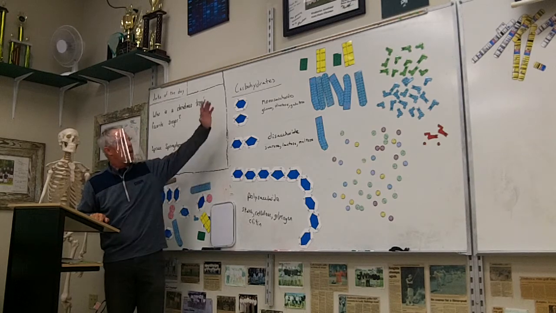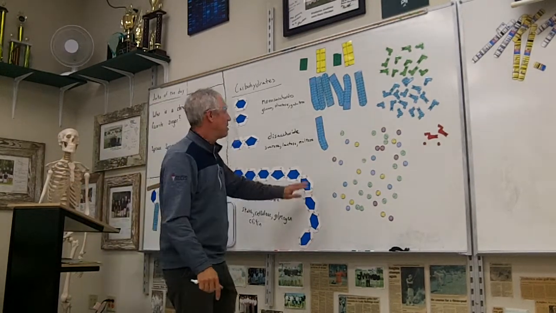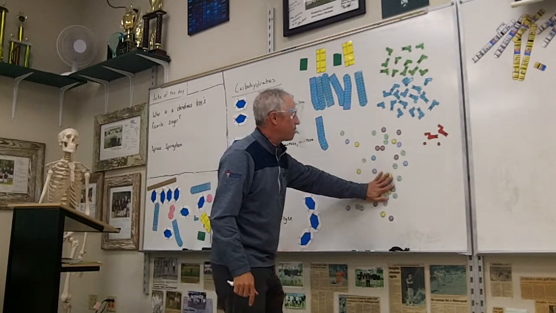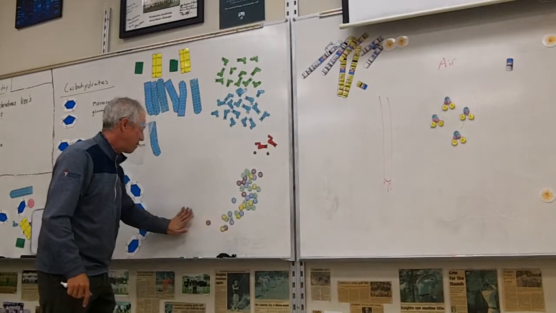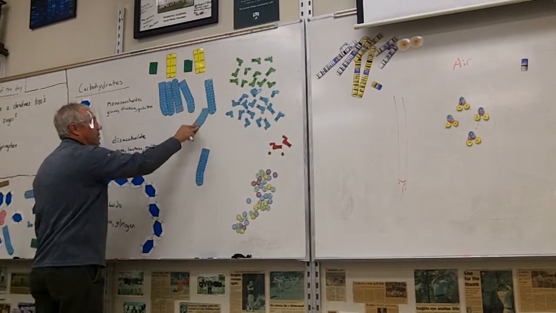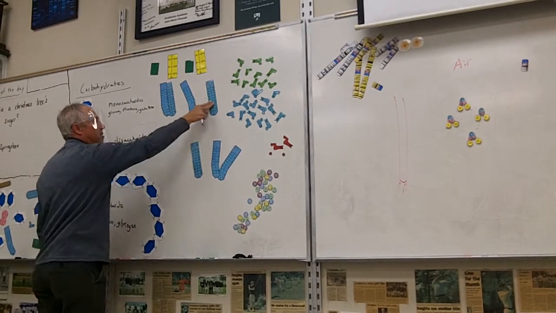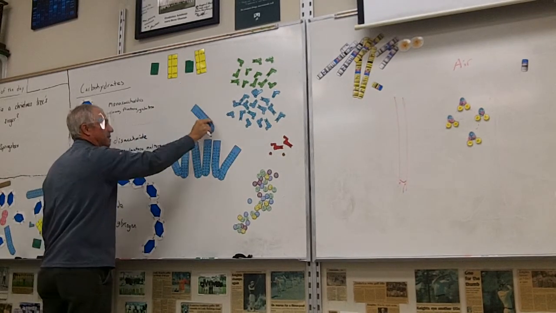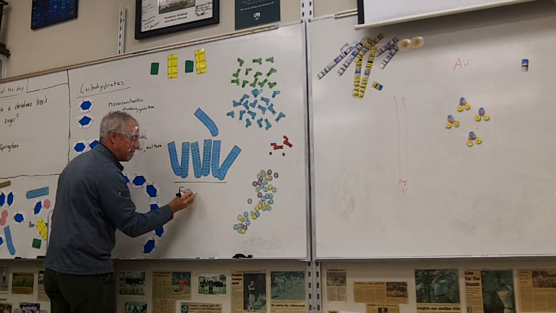Are we good with carbohydrates? Yes. Y'all good with carbohydrates? Yeah. All right. Since we're good with carbohydrates, we'll go on to lipids. What's a lipid? Fats. So lipids are made of these things. What do we call these things? Fatty acid chains. Nice. Fatty acid chains.